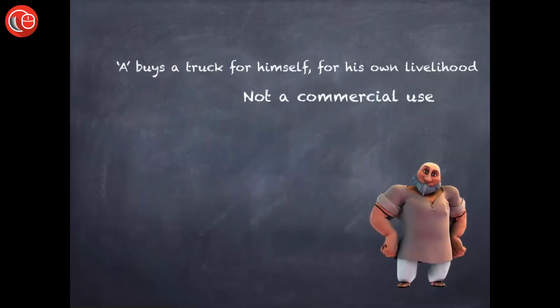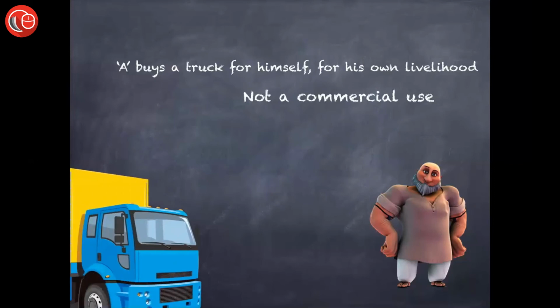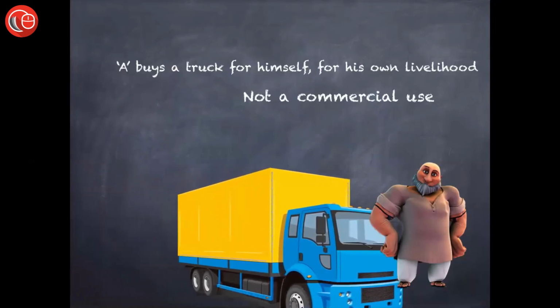Now, let's understand this entire concept with this example. So here is this person A who buys a truck for himself, for his own livelihood. These words have to be kept in mind: he bought the truck for himself first of all, and secondly, it was the only thing that served his livelihood, the only means of his livelihood. So this will not be a commercial purpose, and thus A will be counted as a consumer under the Consumer Protection Act.